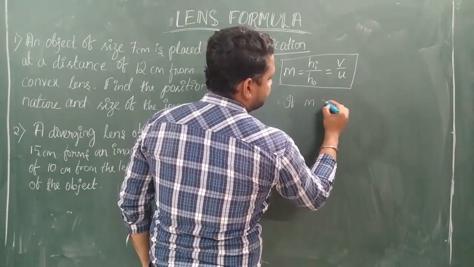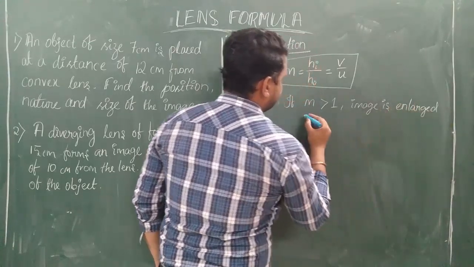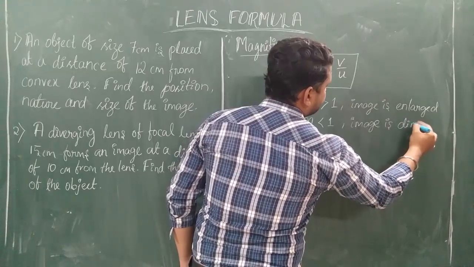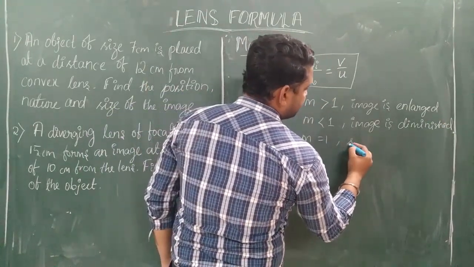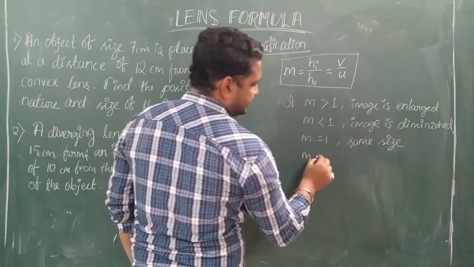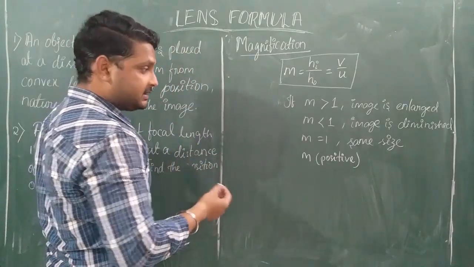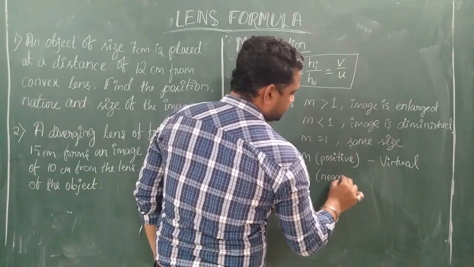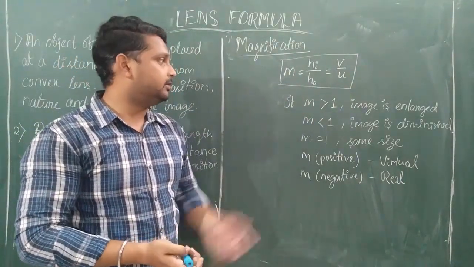If m is greater than 1, the image is enlarged. If m is less than 1, the image is diminished. If m equals 1, then same size. Understood? Now, if the magnification is positive, then the image formed is a virtual image. If the magnification is negative, then the image formed is a real image. Understood? Good. Note it down.